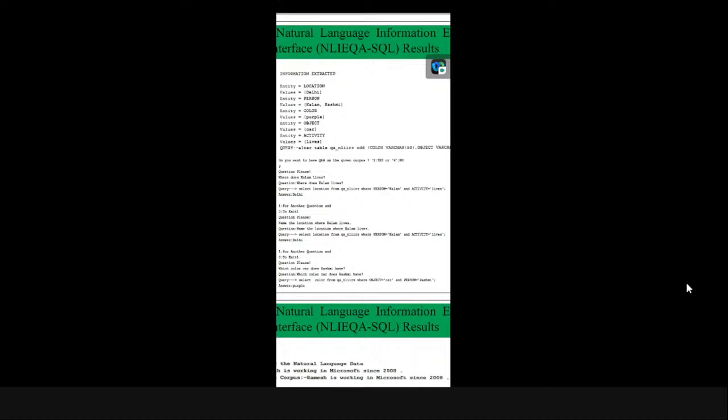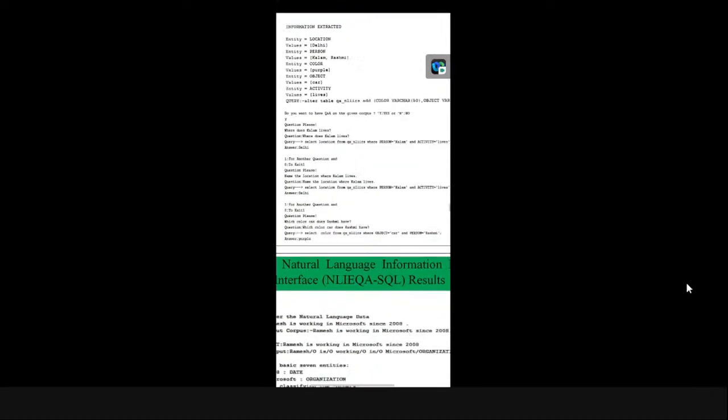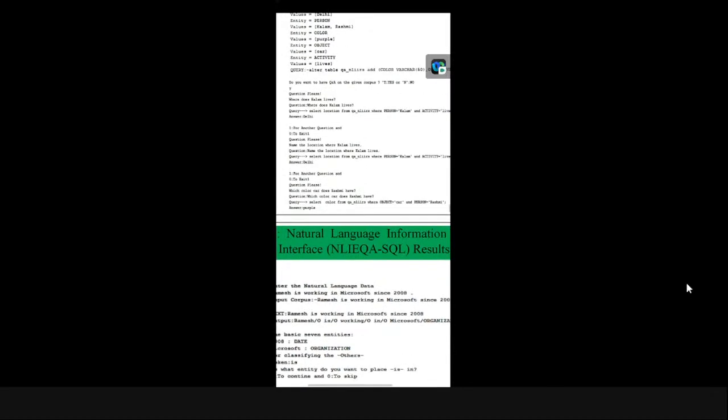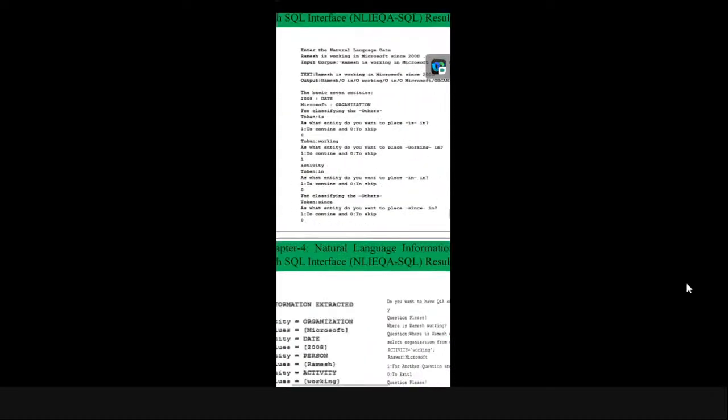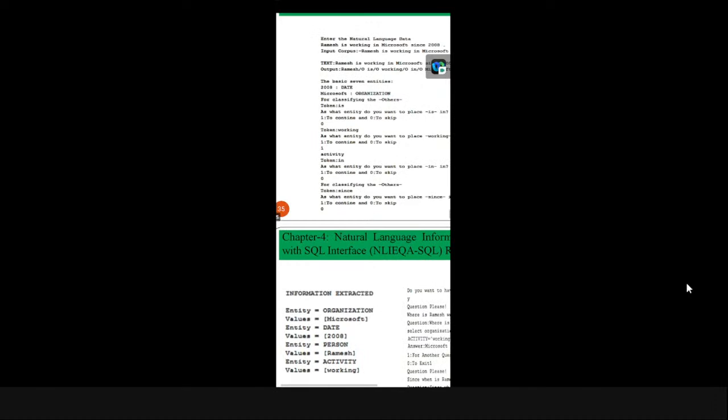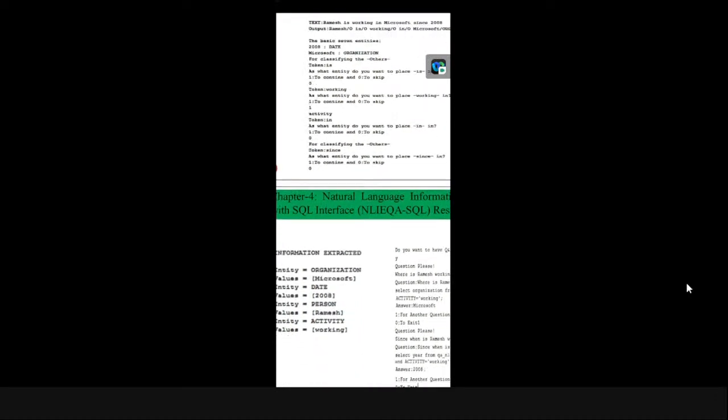Likewise, do you want to ask another question? Yes. Which color of car does Rashmi have? So now this question is again converted into an SQL query. Now select color from QANLIRS, that means the table name, where the object is equal to car and the person is equal to Rashmi, semicolon and enter. The moment you do it, you'll be getting the answer as purple. So this is how the initial few Q&A could be done on our system. Likewise, further Q&A can also be done. These are some of the more examples that you can see here.